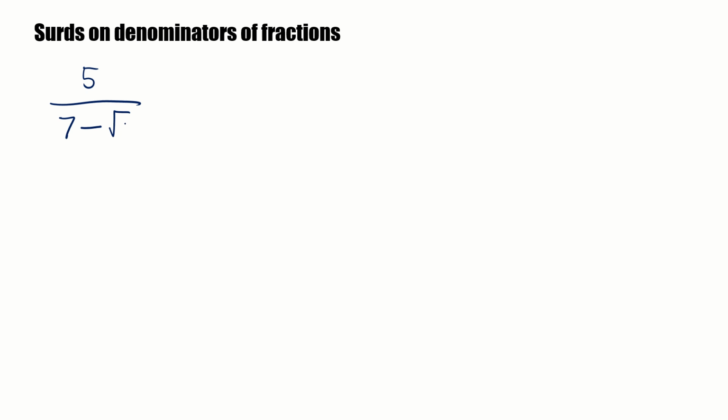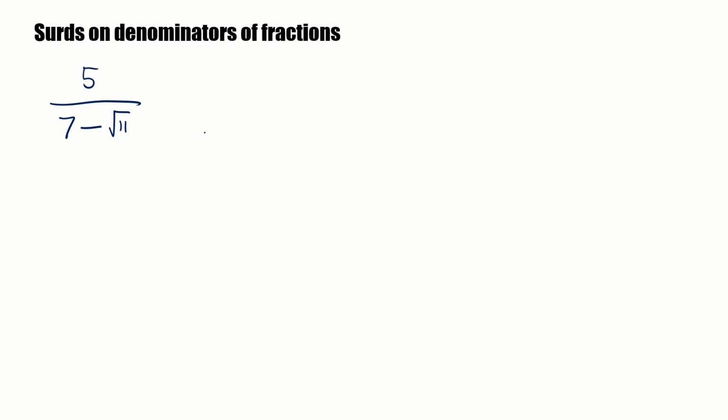No, not root 4. That's a terrible example again. Let's say root 11. Sorry, I'm doing this a bit on the spot. Cool. Anyway, 5 over 7 minus root 11. We don't like this fraction because there's a square root on the denominator. That's not a nice place to have it. However, we can get rid of that square root.